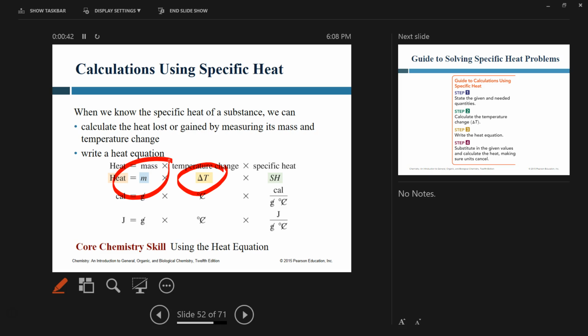And I want to remind you that specific heat is measured either in calories per gram per degree Celsius or joules per gram per degree Celsius. Okay, good so far? As a reminder.